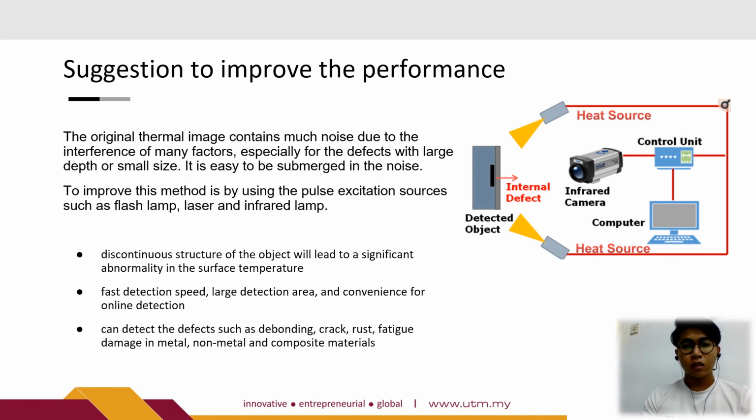The technology has the characteristic of fast detection speed, large detection area and convenience for online detection. It can detect defects such as debonding, cracks, rust, fatigue, and damage in metal, non-metal, and composite materials. It is increasingly becoming an important means to ensure product quality and safe operation.